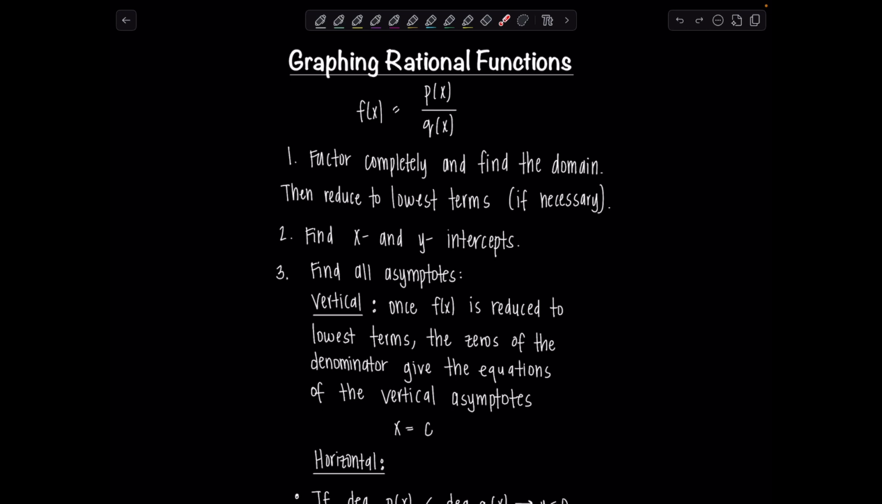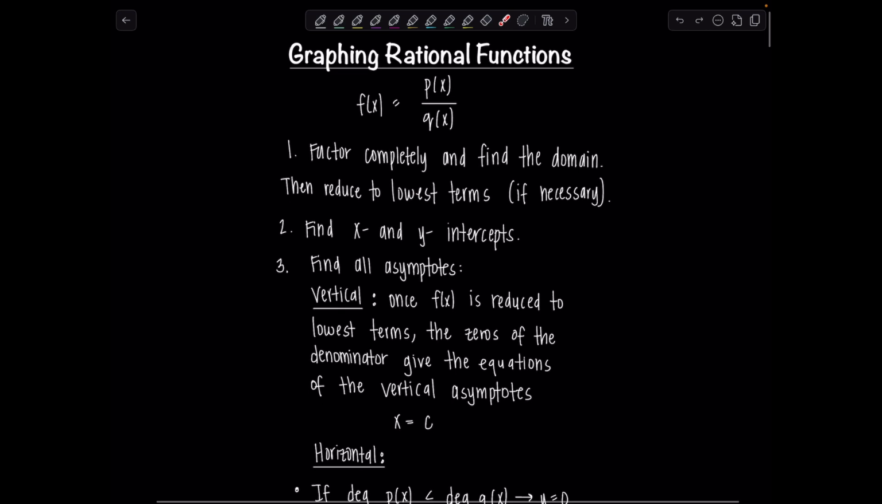First, vertical. Once f of x is reduced to lowest terms, meaning you've already canceled any common factors if there are any, then the zeros of the denominator give the equations of the vertical asymptotes. So you could have x equals whatever the zeros of the denominator are, and you could have multiple vertical asymptotes. They're always in the form x equals some number because they have to be vertical lines, okay?